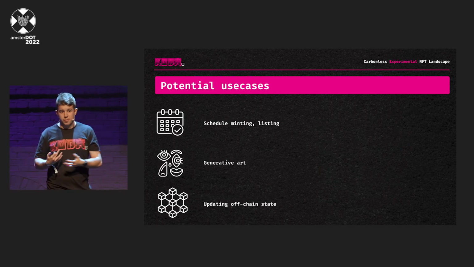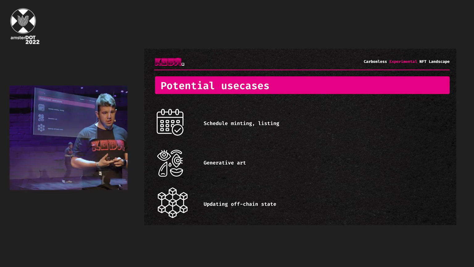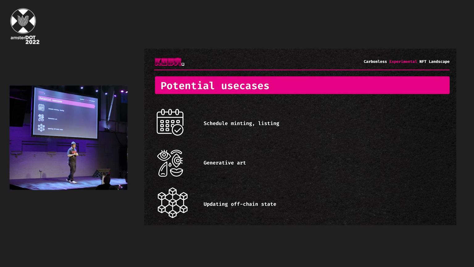And what are the potential use cases we have in mind? For example, scheduled minting and listing for the marketplaces or for the users. Then the second is generative art. As Uniswap is doing with LP positions, protocols can do the same with liquidity mining. They can generate art for the user, so you can frame it and show, I have this position. And also, we can update the off-chain state, so if you crash the car, you can update it.